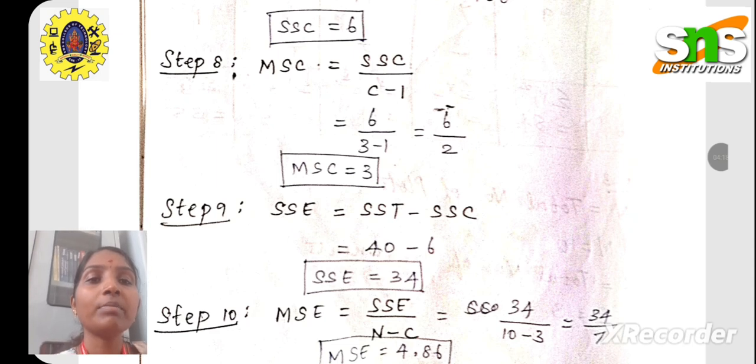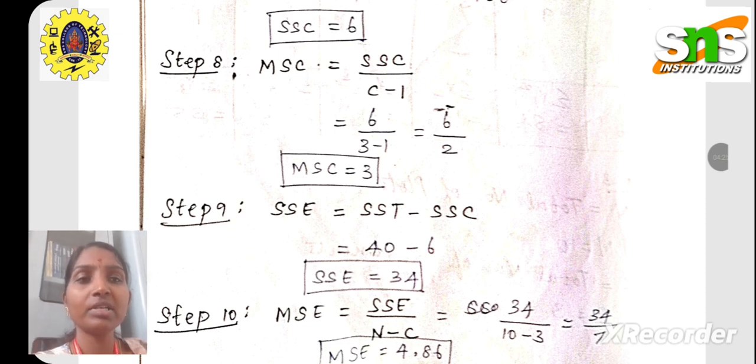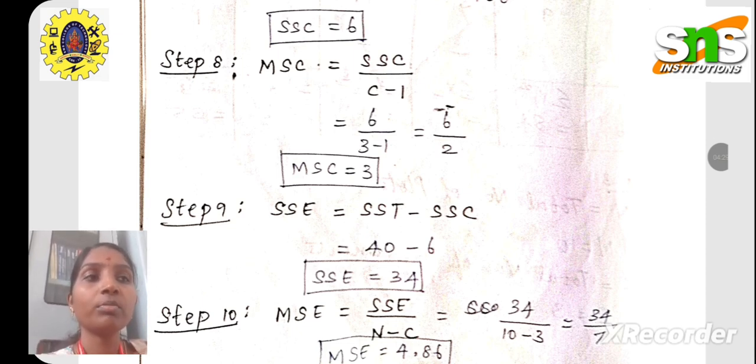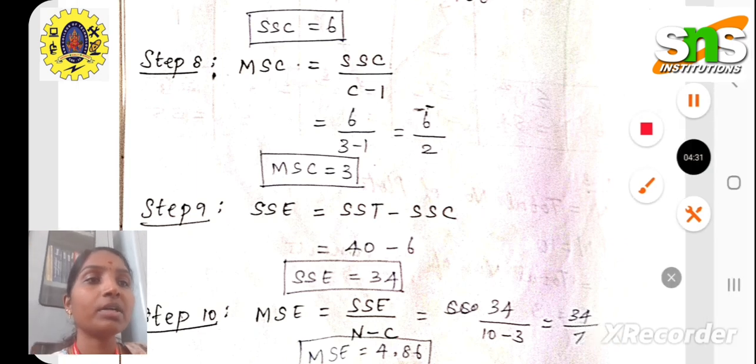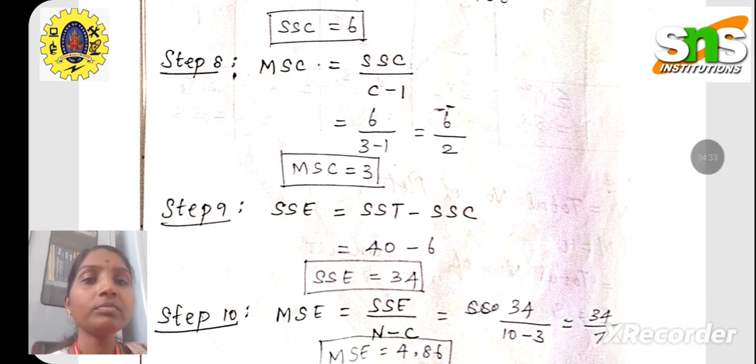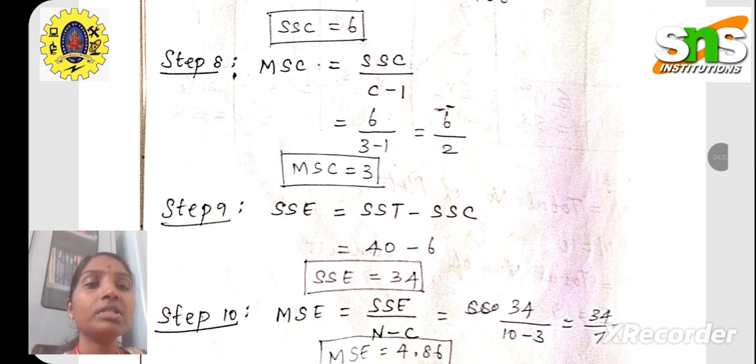And later, step number 9, we are going to calculate SSE. What is SSE? It is SST minus SSC as calculated previously. We are just copying down the values from the previous steps and doing the particular step here, which is 34. And later, step number 10, MSE is equal to SSE by n minus C, which is 4.86. So n minus C is the degrees of freedom for the errors.